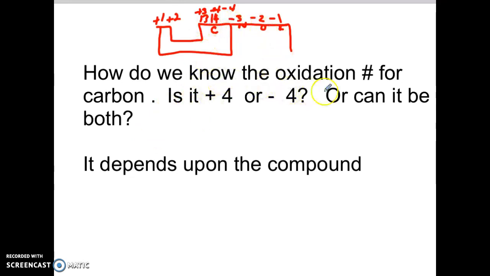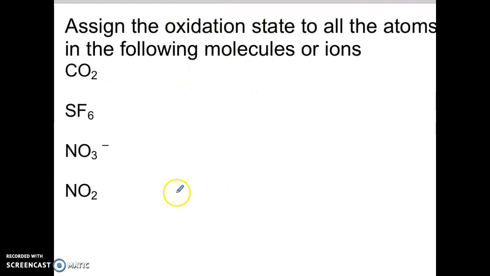How do we know the oxidation number for carbon? It could be +4, it could be -4, it could be anywhere in between, and it depends upon the compound and what else it is combined with. That does make a difference. So now I'm going to show you how to assign oxidation states for atoms in the following compounds or molecules.